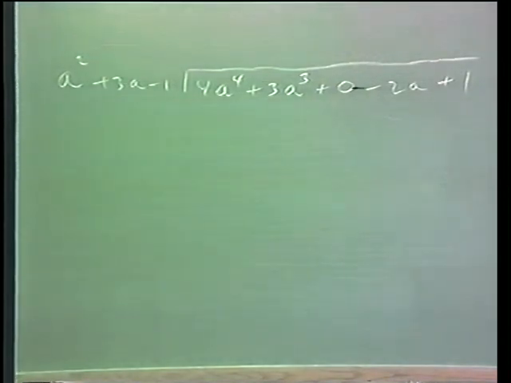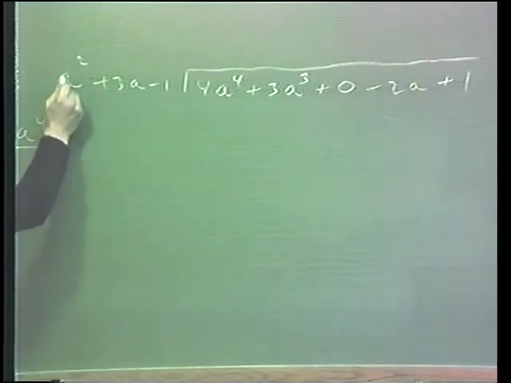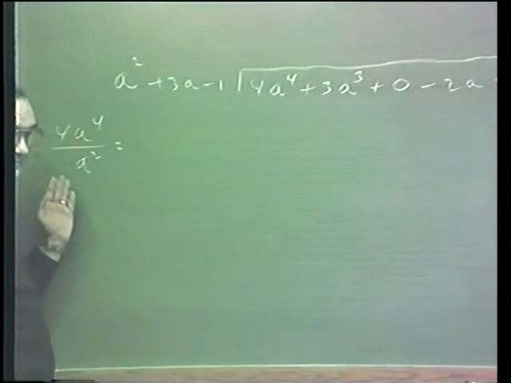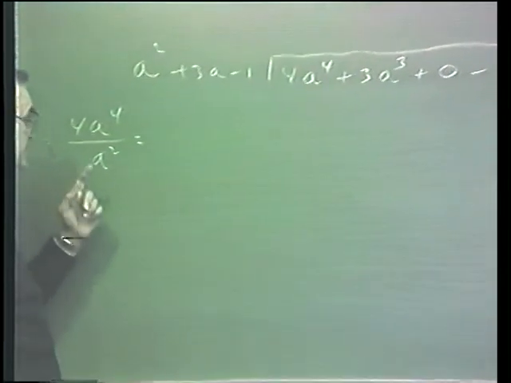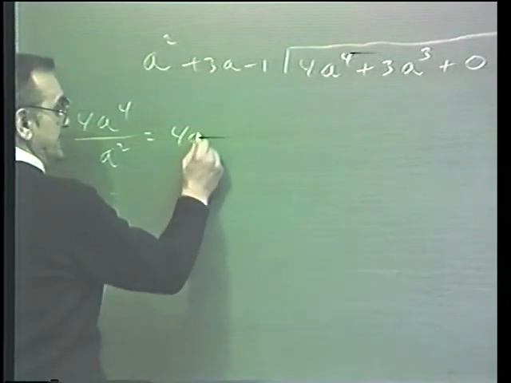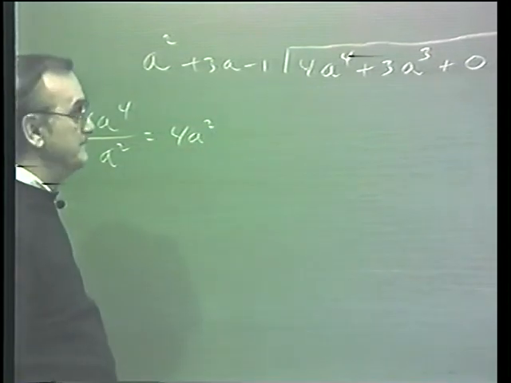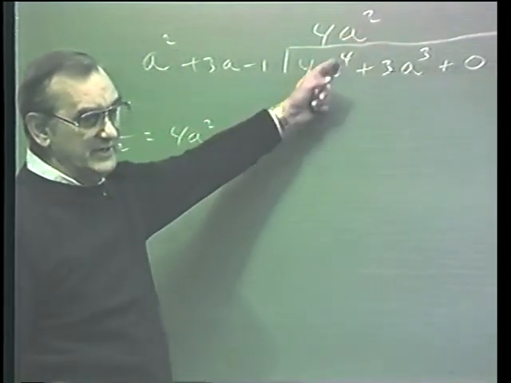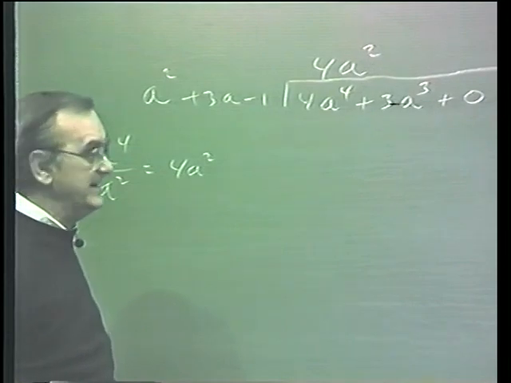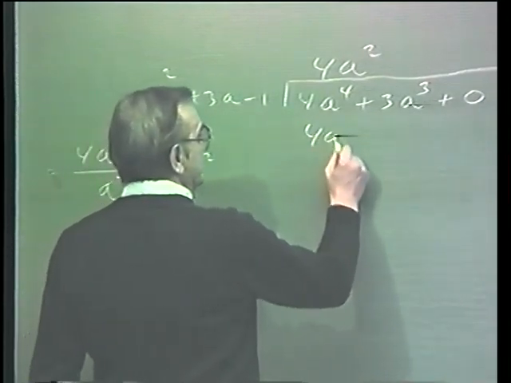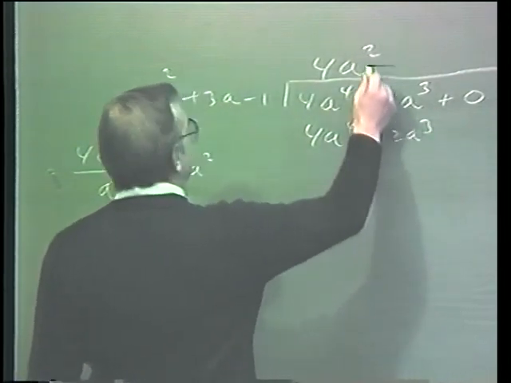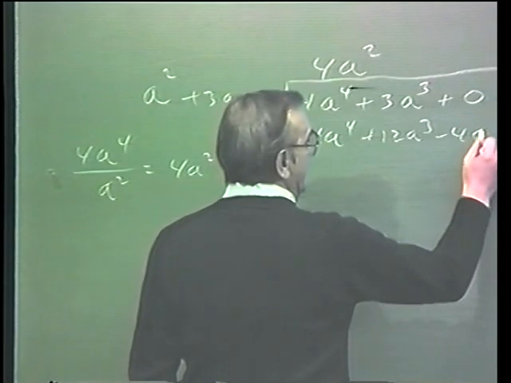So there we're ready to work. Everything's in proper sequence. We take the first term of our dividend, that's 4a to the fourth, divided by the first term of our divisor, which is a squared. Remember, this is a short division problem. Sign, coefficient, one letter at a time. Well, you come out with 4a squared. That becomes part of your quotient. We now multiply each term in our divisor by this 4a squared. So that gives us 4a to the fourth. We get a positive 12a to the third. We get a negative 4a squared.